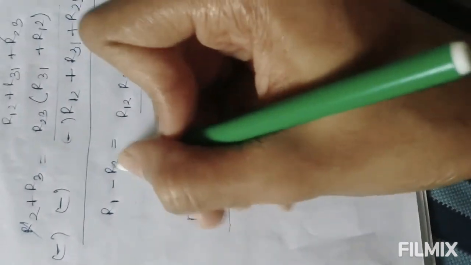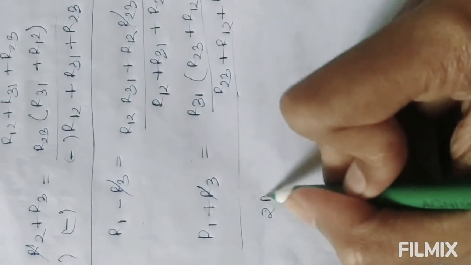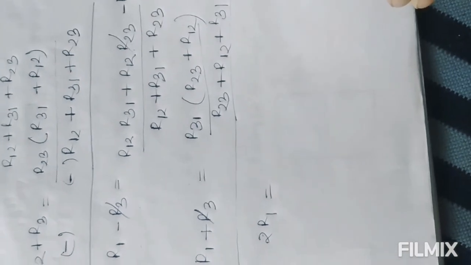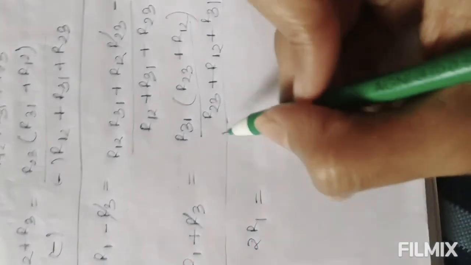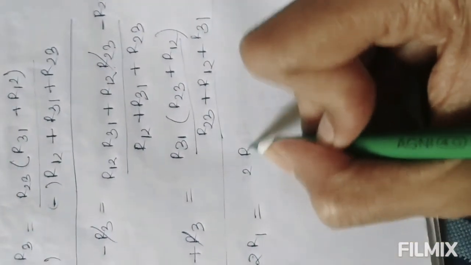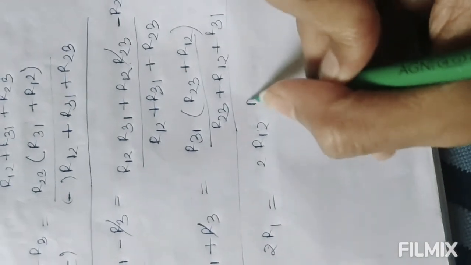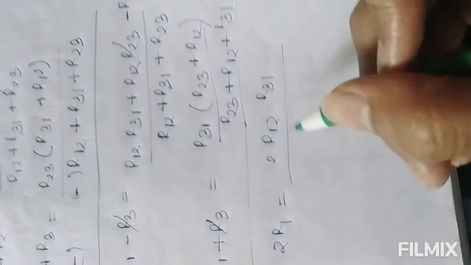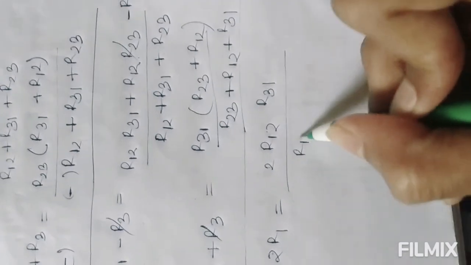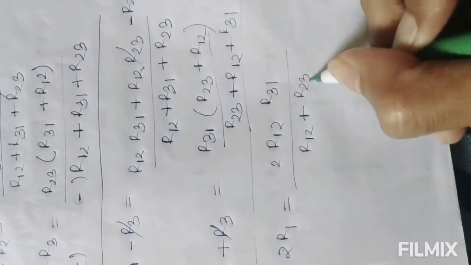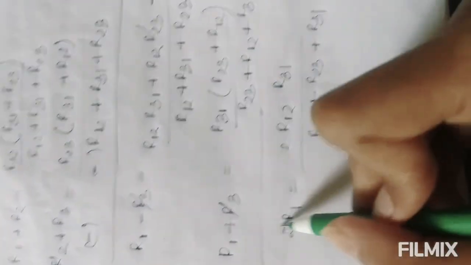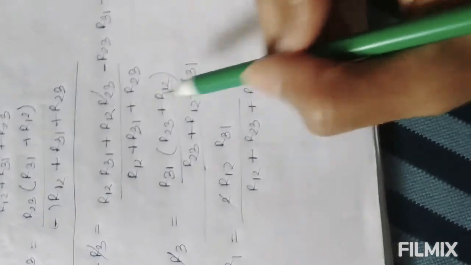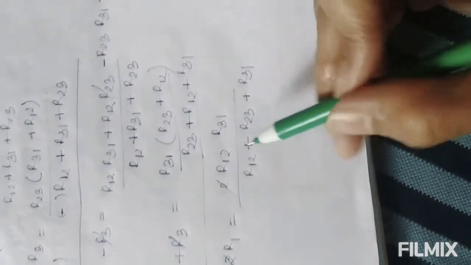Now add this. If we add, then this cancels out. 2R1 equal to, now skipping a step, 2 of R12 R31 by R12 plus R23 plus R31. Now 2 and 2 cancel out. Here what are we doing? We simply add this and this.